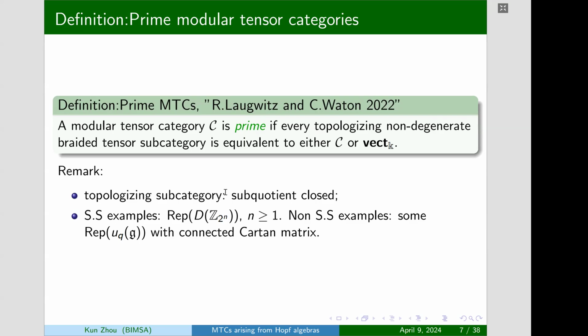Since prime modular tensor categories are actually the building blocks of modular tensor categories, we give some more examples in this place. Considering Rep D(Z_p^n), then it is a prime modular tensor category. Another, non-semisimple example is some representation category of a small quantum group U_q(g), such that the order of q is an odd number and it is coprime to the determinant of the Cartan matrix of g. And here we ask that g is simply laced.